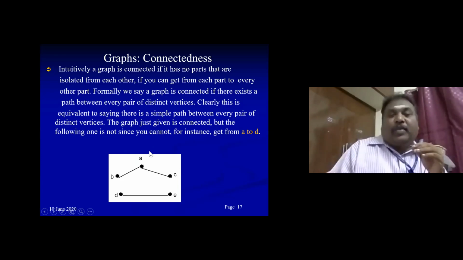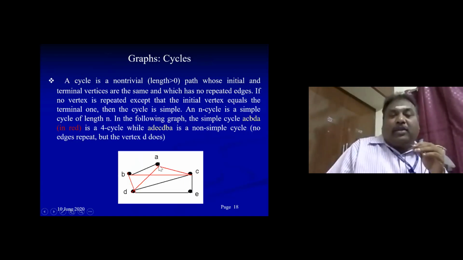Fine. And about the cycle, you start at a point and come back to the same point. That's called a cycle. So there are plenty of cycles. I can say ABC is a cycle. I can say ABD is a cycle. ACE is a cycle. A bigger one, ADEC. So I can take cycles. The length of the cycle is the number of edges in the cycle.